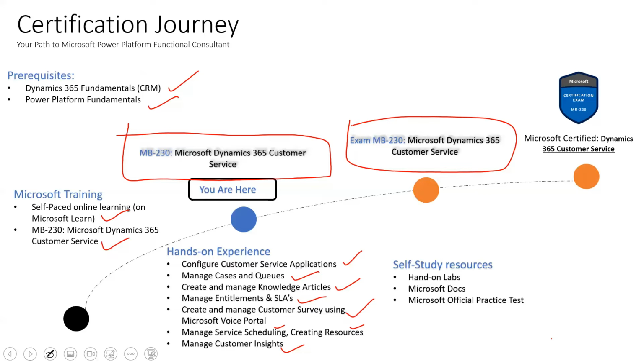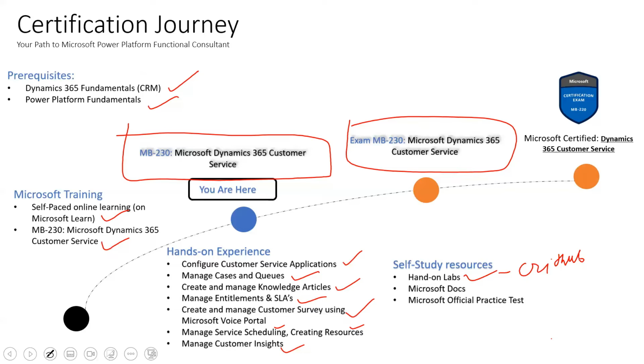Then you will also get some self-study resources if you are opting for the self-paced course. Microsoft will give you hands-on labs that can be found on GitHub. So you need to search on Google for MB-230 GitHub, and you will find a link which will redirect you to the GitHub repository, where you will find all the exercises for this MB-230. Following these steps, you can complete your scenarios and work with your specific things.